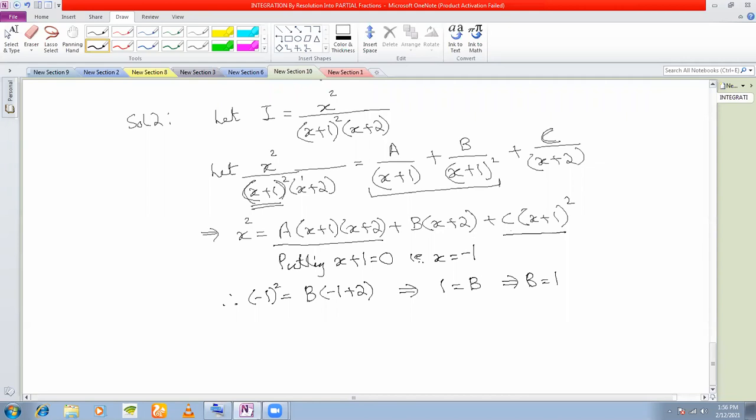Now we want to get the value of c. In order to get the value of c, this must vanish and this must vanish. Are there any common factors between these two terms?